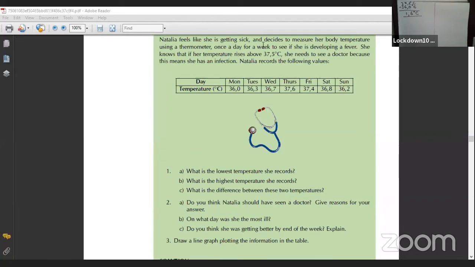Yes, on Thursday. As you can see, this is really above 37.5. Yes, guys, on Thursday. It was supposed to, if it was going on and on, even 37.5.